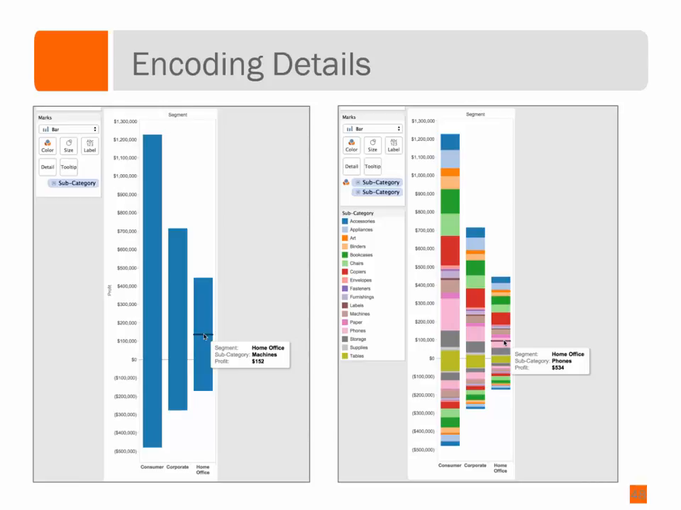Okay. Now, just to make this a little bit more clear, I've dual encoded the same visualization on the right-hand side of the screen. And so you can see the same consumer, corporate, and home office. Those are our three segments on the x-axis. You can see that we're still looking at our profit measurement here. But what I've done is color encode the subcategory. Basically taken subcategory, dragged it over to color, and you can see that we have that particular detail there now represented in color as well.